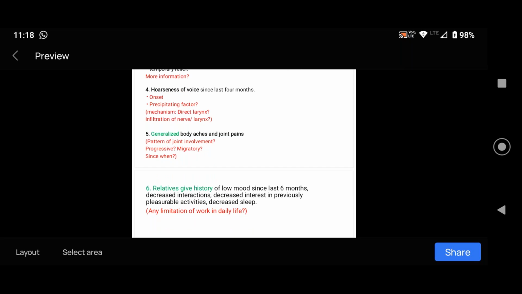Ma'am, for the body aches and joint pains, this was the piece of information which could have really helped us in ruling out some things. What was the pattern of joint involvement? Was it a small joint or a large joint involvement? Was it progressive, migratory? And the duration is also not given. All right. So whenever a patient comes to you with joint pains, first there are two things here. One is body aches and the other is joint pains. So we have to take both these things separately.